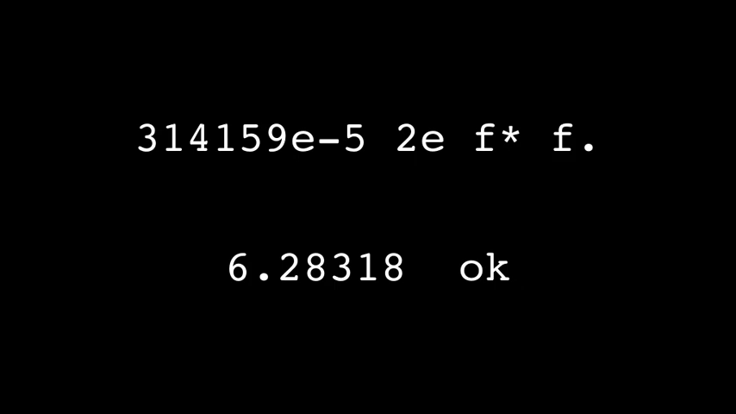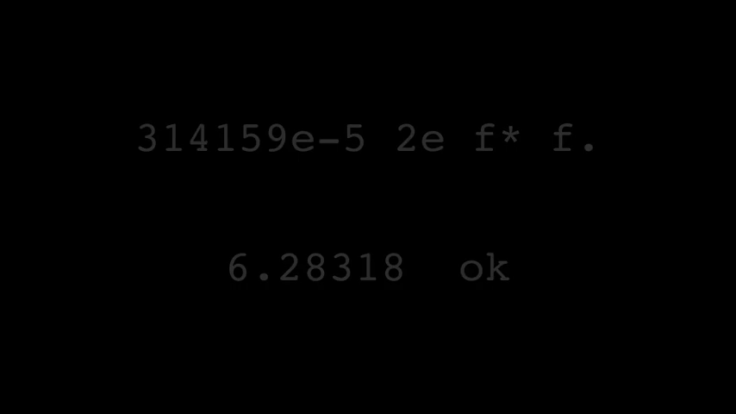Gforth has a separate stack for floating point numbers and separate operators like f star and f dot. So for example, if you enter 314159e-5, that's roughly pi, followed by 2e, then you'll have pi and 2 on the floating point stack. Then f star replaces them by their product, and f dot shows you the result, 6.28318.